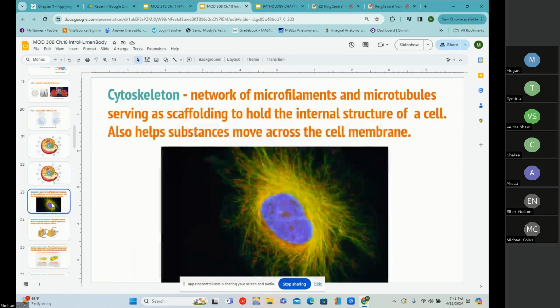So this is the structure that holds the space open so that all the cells and fluids can actually flow around in between. And then like I said, things are coming in and out of the membrane, so it needs to have a tight barrier.